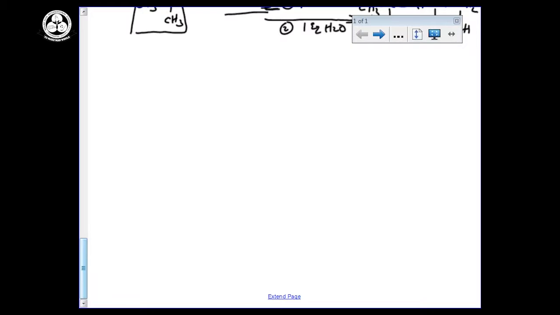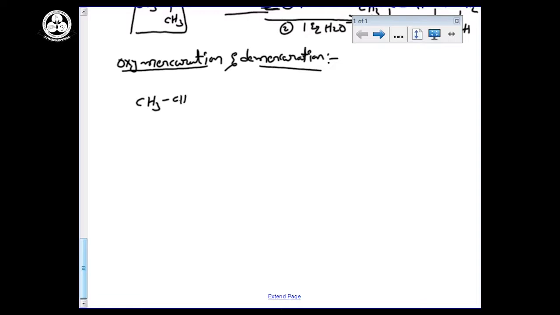And last, the third one, hydration of the alkene, is oxymercuration and demercuration. Here also it is the same, addition of water only, but we are seeing different method names. See here, I am taking the general example CH3, CH double bond CH.